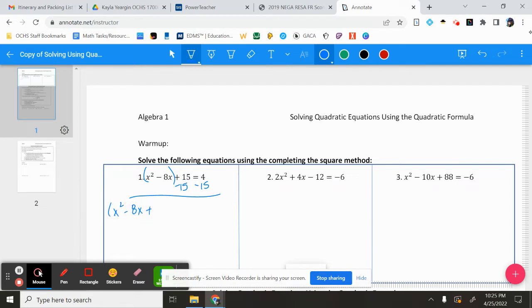Remember, to complete the square, I'm going to put something in. And if I put something in, I have to keep the problem nice and balanced, so I'm also going to take it out. Then I've got 4 minus 15 behind the equals, which gives me negative 11.